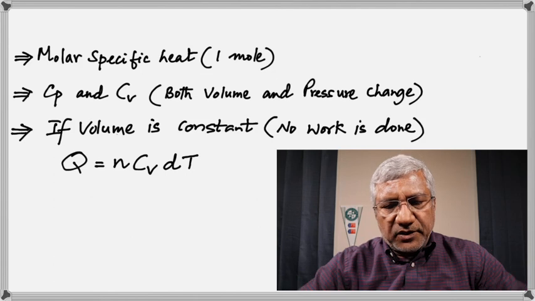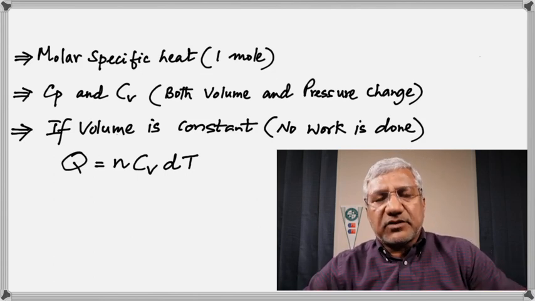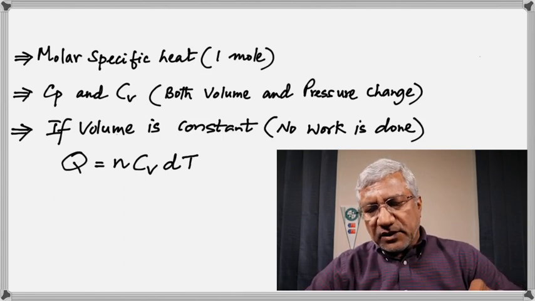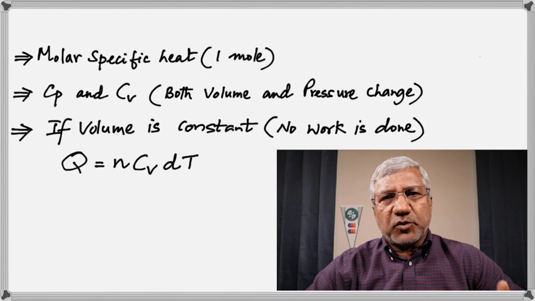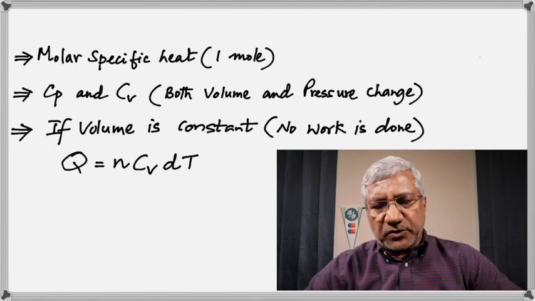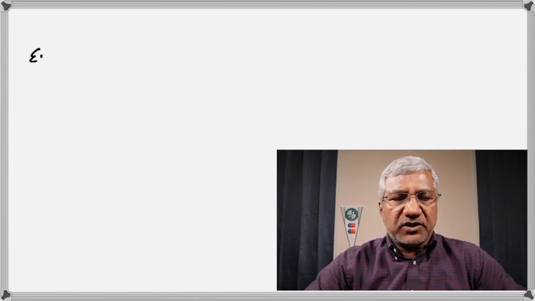So here is the formula for quantity of heat when the gas is heated under constant volume. n Cv dT. n is the number of moles, Cv is the specific heat at constant volume, dT is the change in temperature.